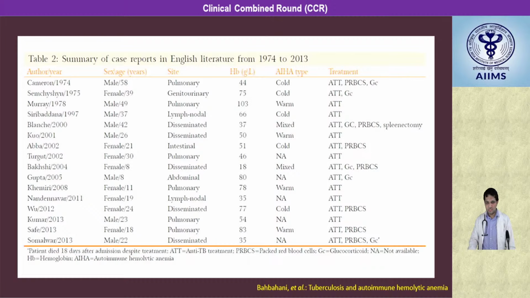As we can see, it can present at any age and can involve any site, and the main lineage affected is anemia. The patient can also present with thrombocytopenia or pancytopenia. It can be any type of AIHA, but warm is the most common; cold and mixed can also be present. ATT was started in all the patients, but cold and mixed type AIHA required glucocorticoid therapy.